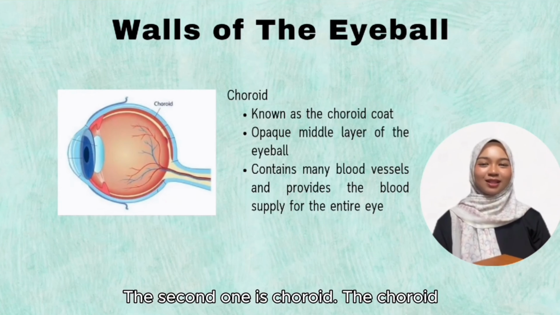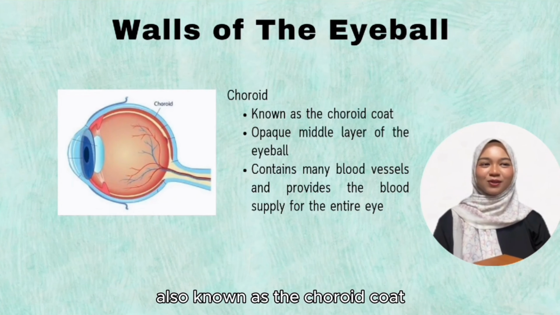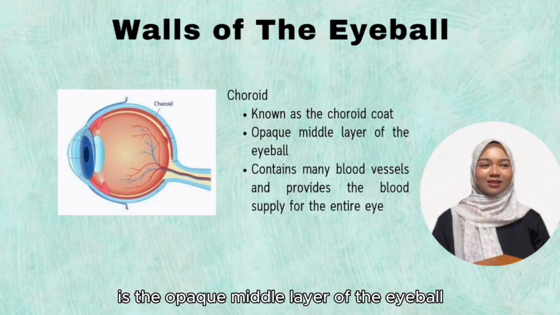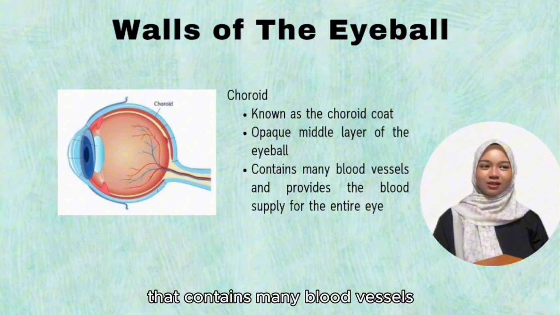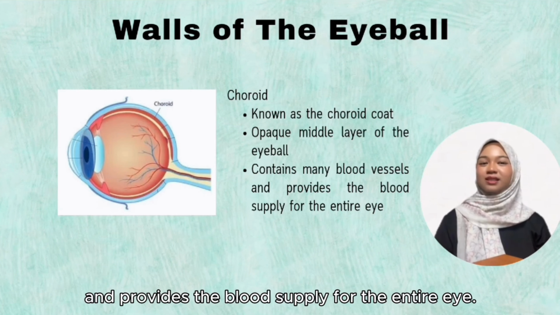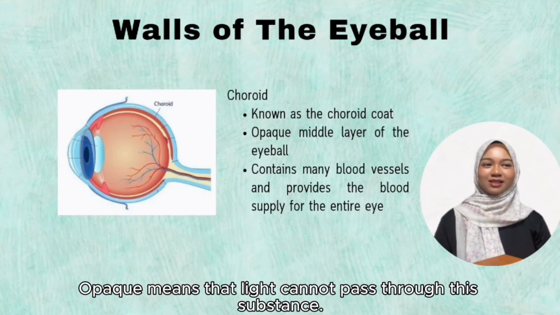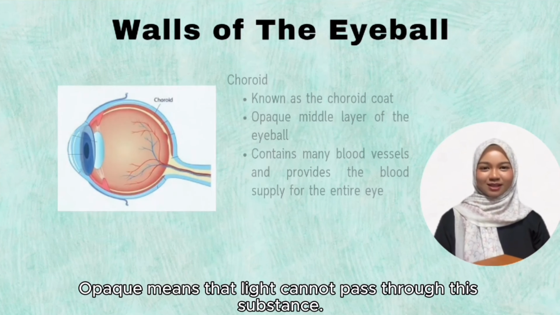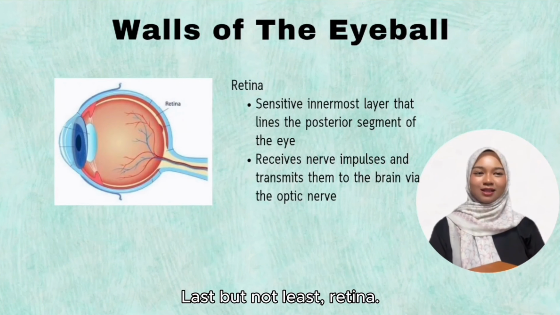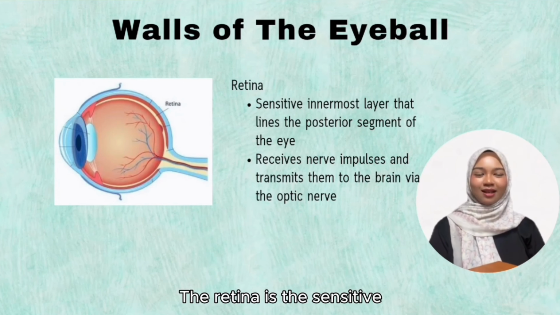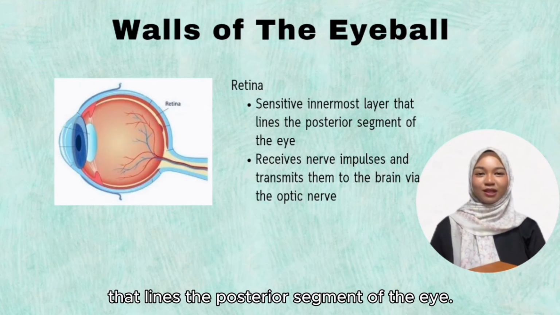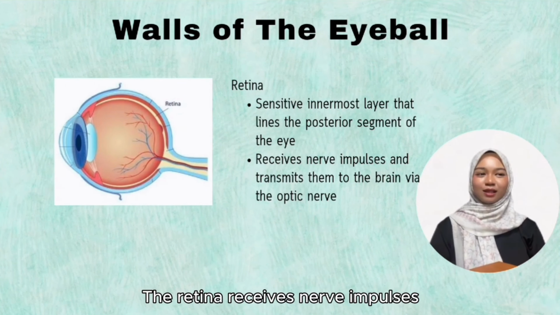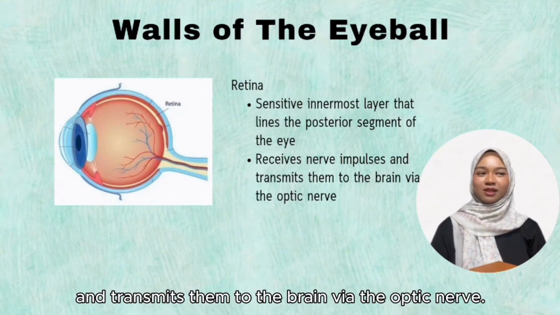The second one is choroid. The choroid, also known as the choroid coat, is the opaque middle layer of the eyeball that contains many blood vessels and provides the blood supply for the entire eye. Opaque means that light cannot pass through this substance. Last but not least, retina. The retina is the sensitive innermost layer that lines the posterior segment of the eye. The retina receives nerve impulses and transmits them to the brain via the optic nerve.